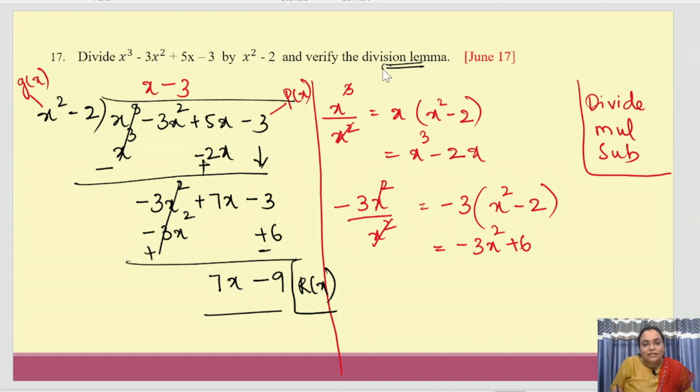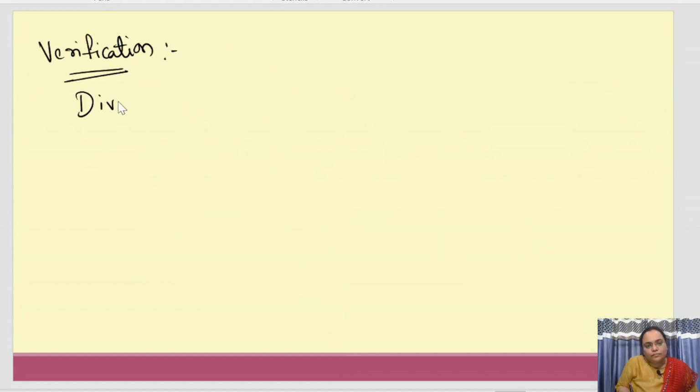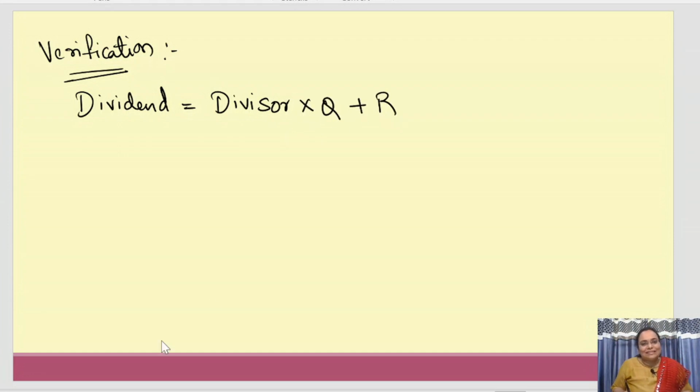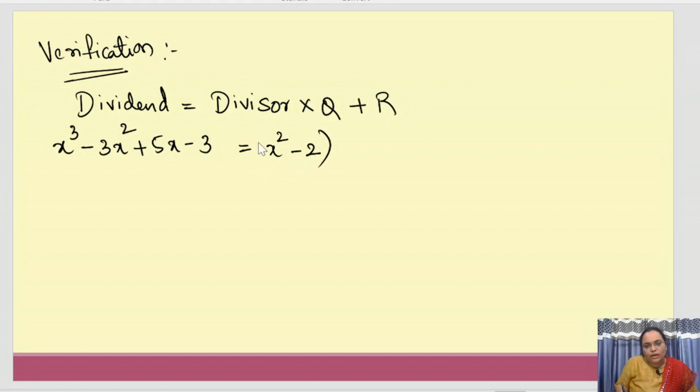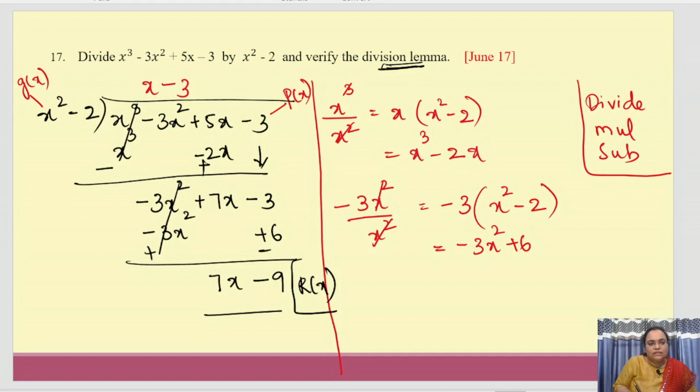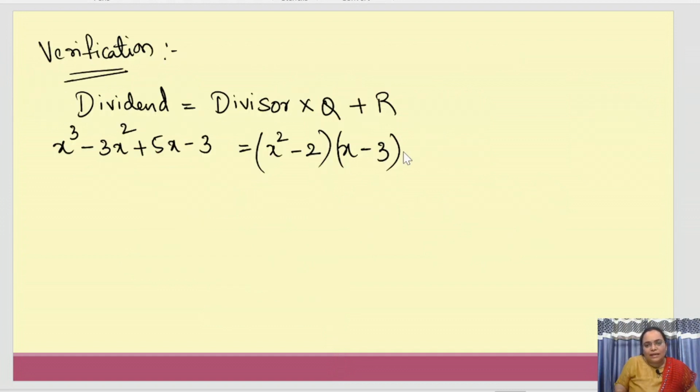Now we need to verify the division lemma, that is division algorithm, right? So what is division algorithm? It is dividend is equals to divisor into quotient plus remainder, right? This is the division algorithm. So dividend is nothing but x cube minus 3x square plus 5x minus 3, and divisor is x square minus 2. X square minus 2 into the quotient we have got is x minus 3. X minus 3 plus you will add the remainder. Remainder is 7x minus 9.